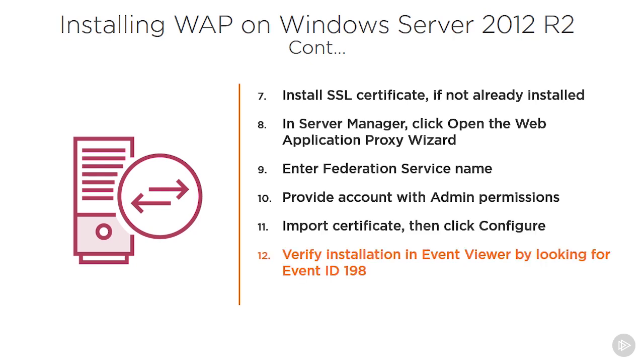And then, to verify the installation was successful, we're going to go into the Event Viewer, and we're going to be looking for Event ID 198. 198 indicates you're rocking and rolling with the WAP server. So these are the steps necessary for installing the Web Application Proxy on Windows Server 2012 R2.